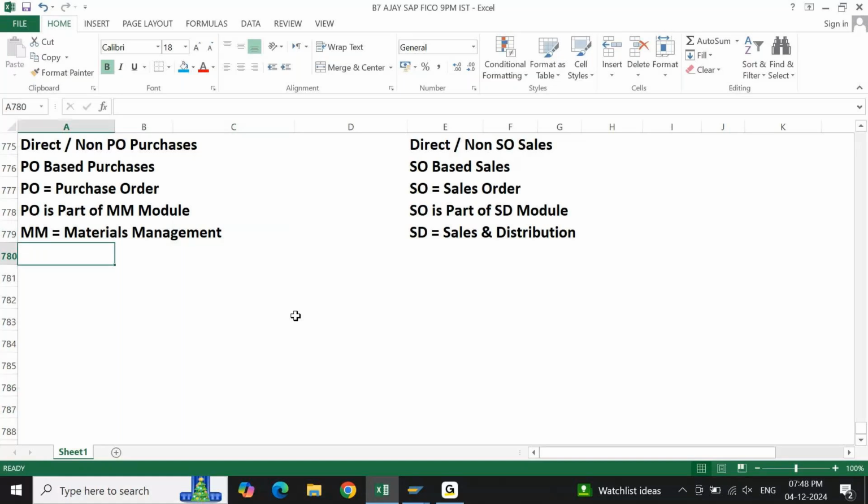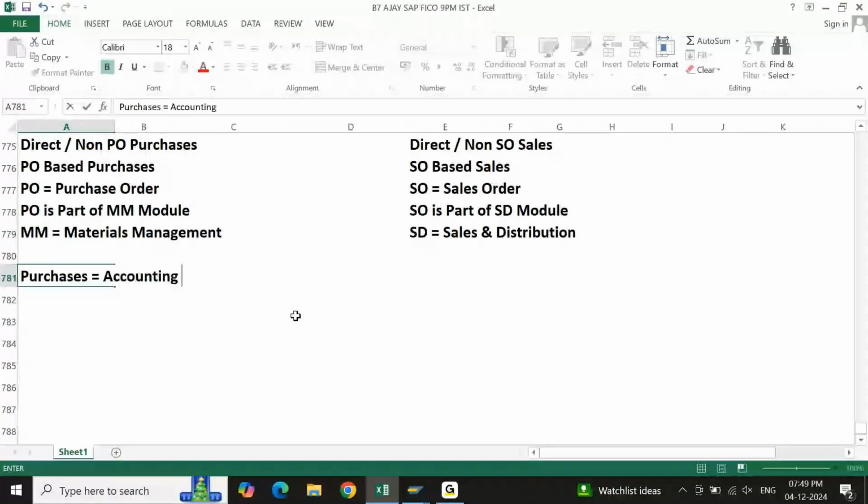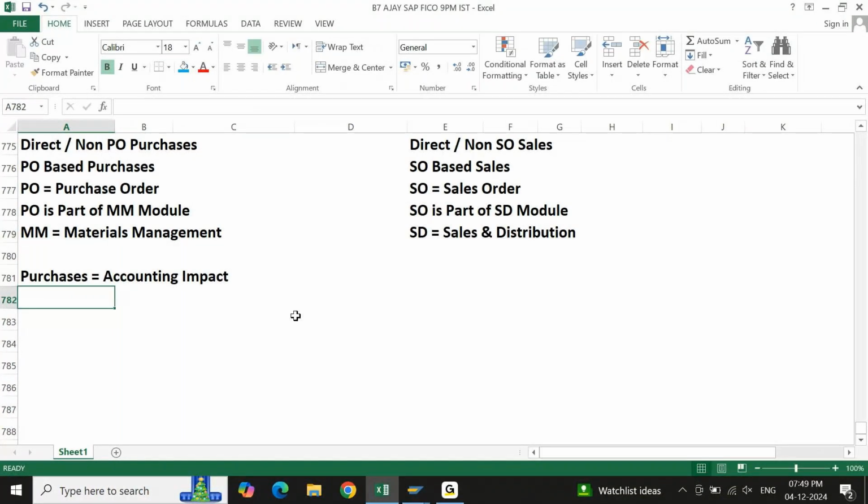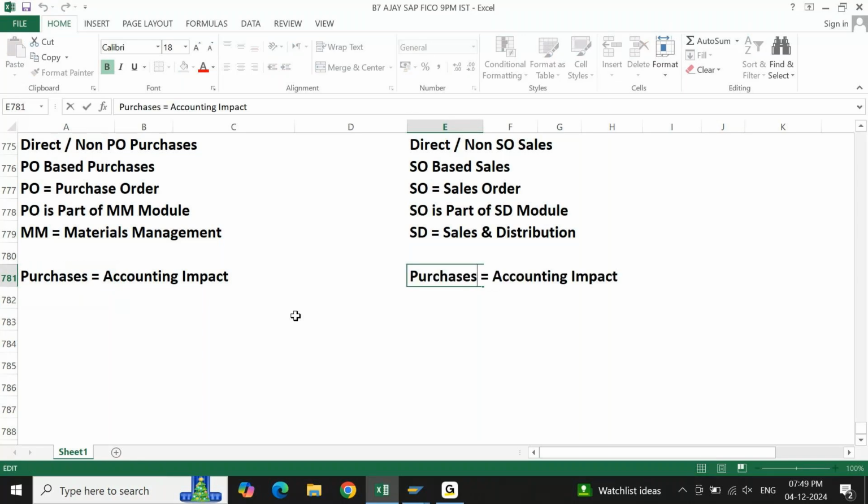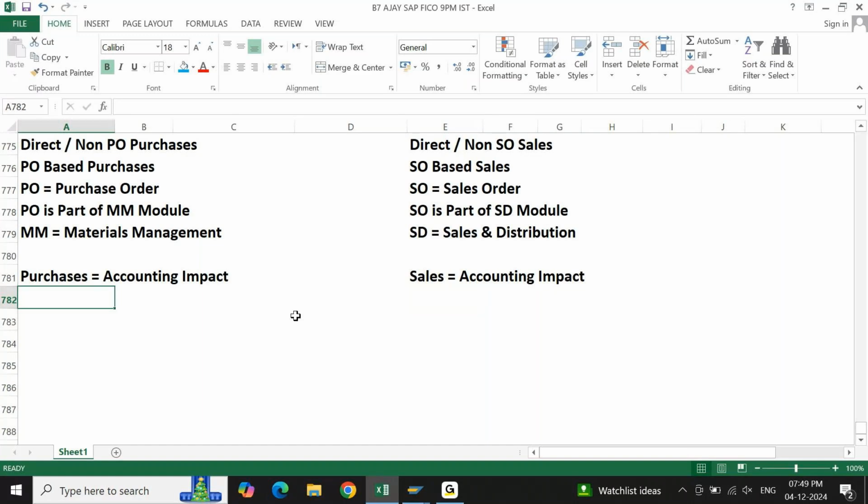Purchases is equal to accounting impact. Is there any accounting impact when you do a purchase or not? Yes. Similarly, whenever you make any sale, is there any accounting impact or not? Yes.